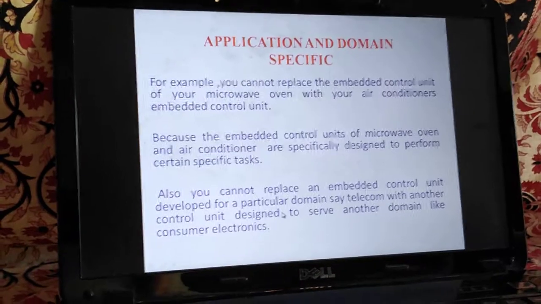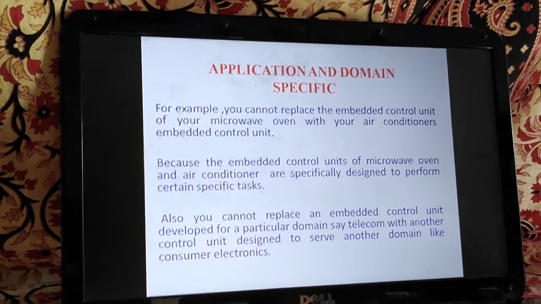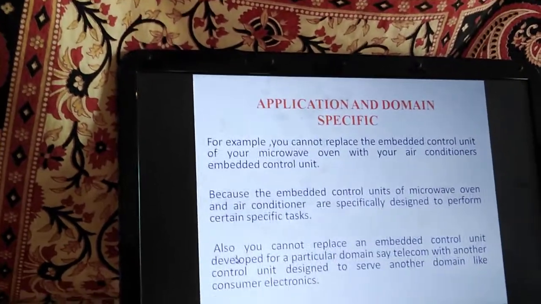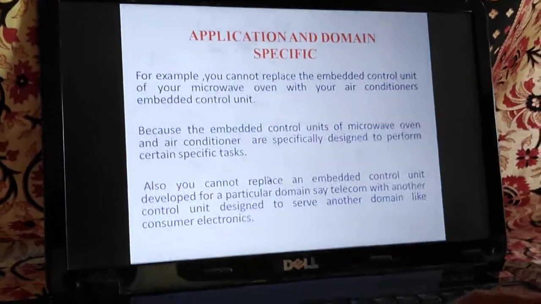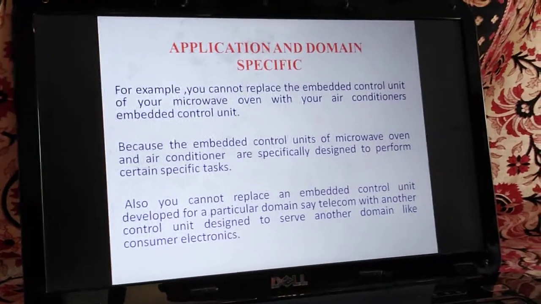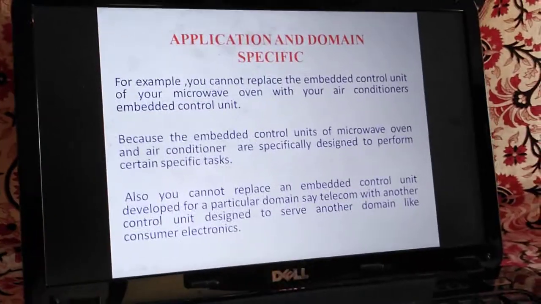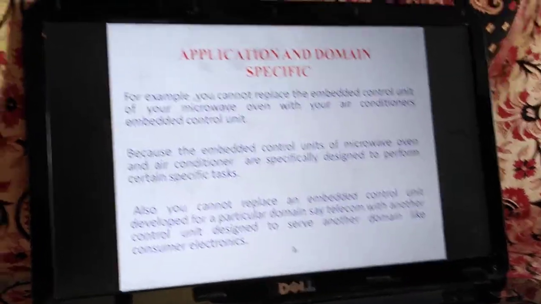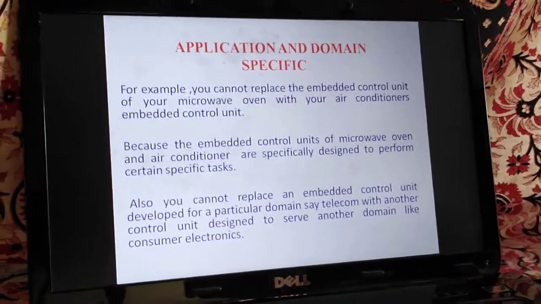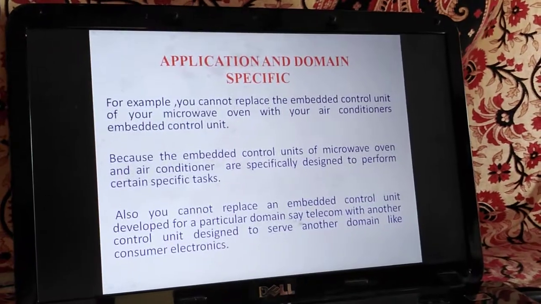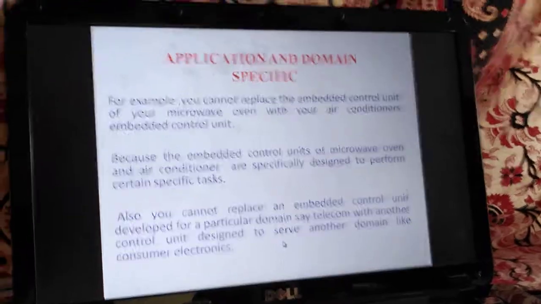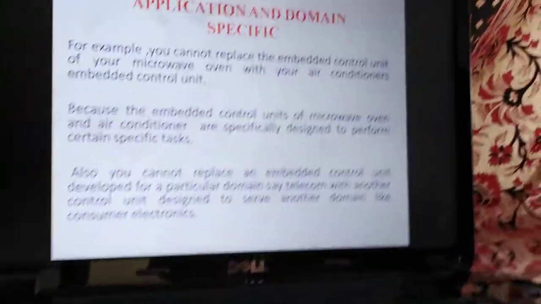In consumer electronics like a TV, each one has several embedded units. All those units are specific to that particular device. So you cannot replace an embedded control unit developed for a particular domain, say telecom, maybe a router, which is one embedded system. There are several units in a router. Those units cannot be used in any other system like consumer electronics.